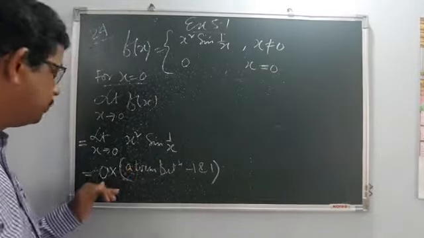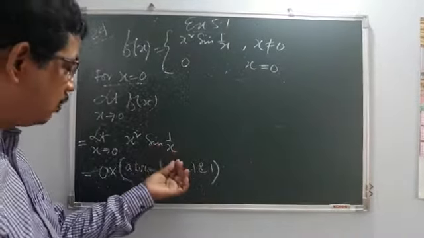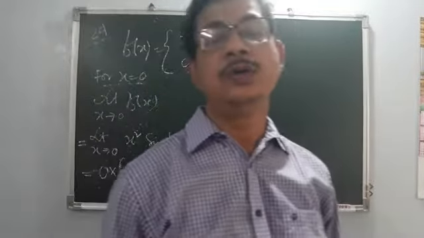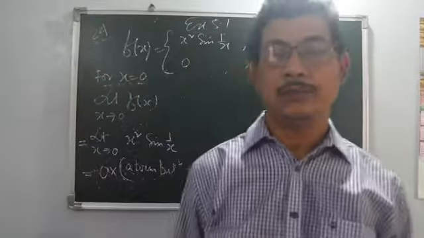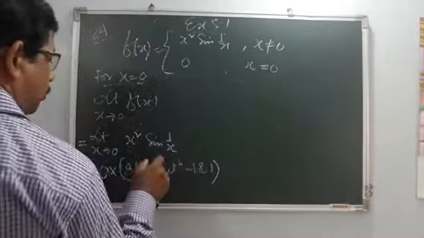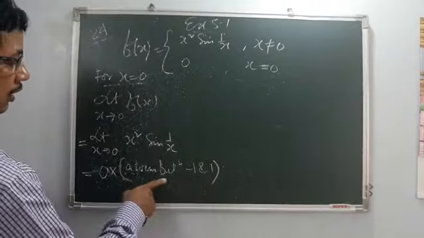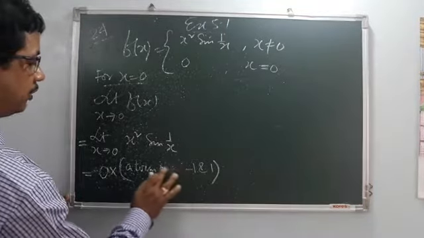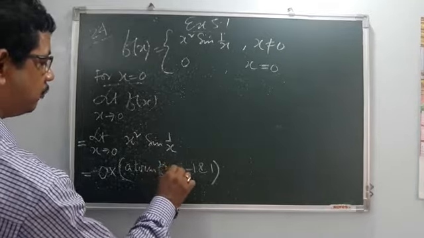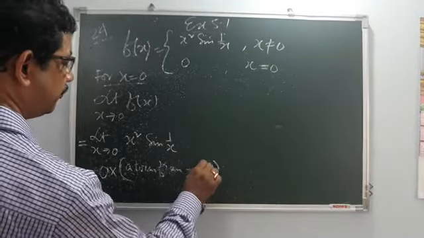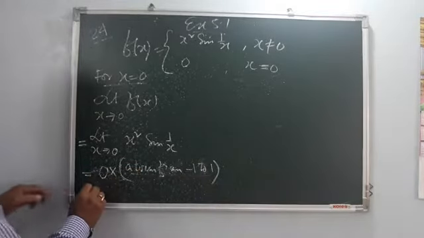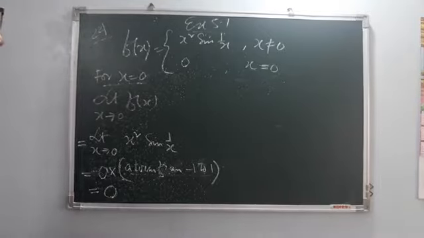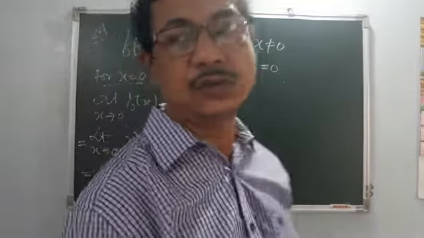x square, if we put 0, 0 square is 0. Whatever be the value, sine of any angle gives a value from -1 to 1. Here we will get a value from -1 to 1. I have written between because it may not be exactly 90. So whatever be the term, if it is multiplied by 0, then it is a value 0. So we are getting this limit f(x), x tends to 0, is 0.